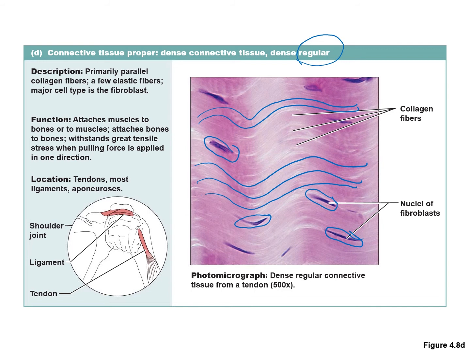Function: attaches muscle to bones, or bones to bones, right? And it withstands great tensile stress. So location, you will find it in the tendons, and tendons are what connect your muscle to bones. Ligaments, and ligaments are what connect bones to bones, and also aponeurosis. And aponeurosis is another connective tissue that covers your muscles, or connects your muscle to the bones. Right, so this one is dense regular.